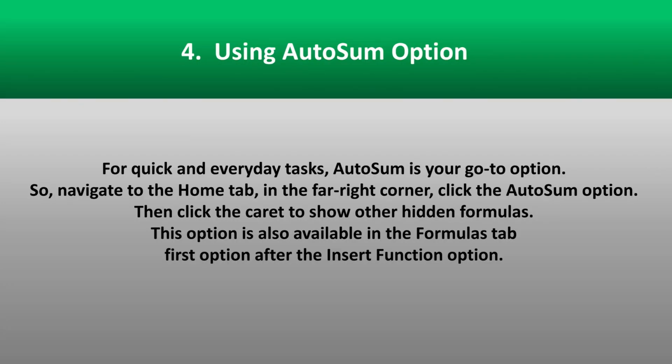Using Autosum option. For quick and everyday tasks, Autosum is your go-to option. So, navigate to the Home tab. In the far right corner, click the Autosum option. Then click the caret to show other hidden formulas. This option is also available in the Formulas tab, first option after the Insert Function option.